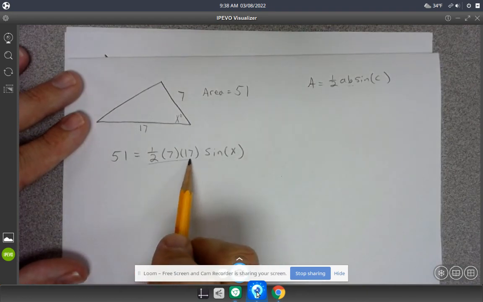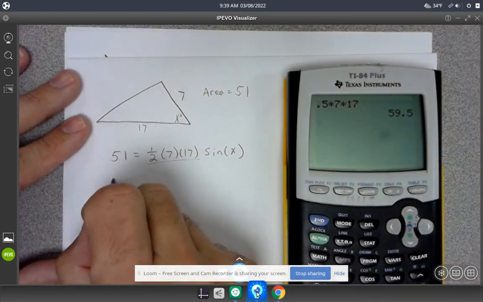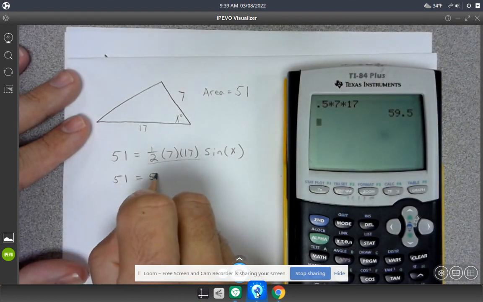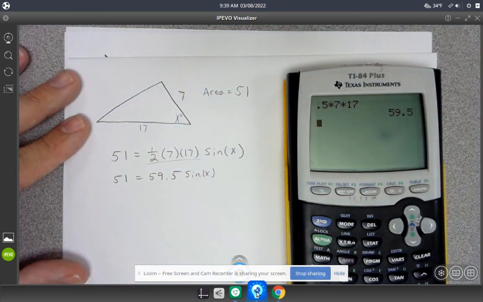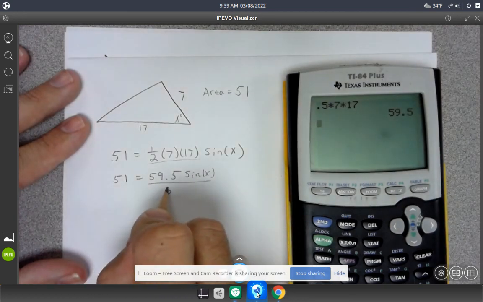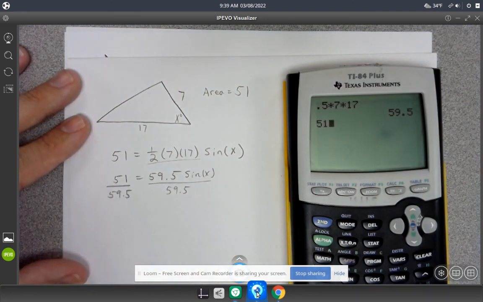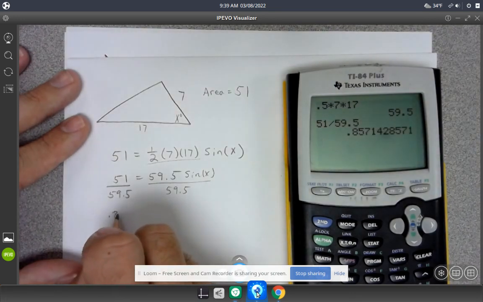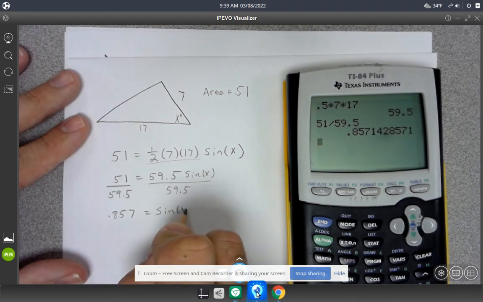Okay, work out these three numbers. So we're going to do 1/2 times 7 times 17. So we got 51 equals 59.5 sine X. These are connected by multiplication, so I can divide by 59.5. Divided by 59.5, and we get 0.857 is equal to sine of X.